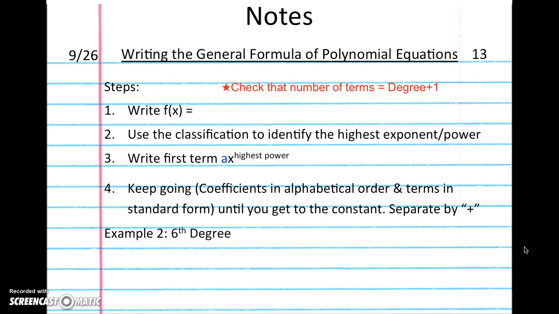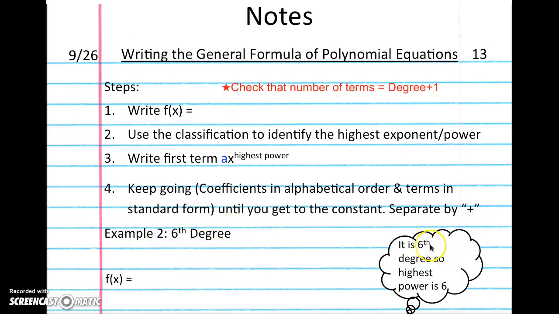And this one is example 2. It's a 6th degree polynomial. So looking at this example, we see that the first thing we need to do is write f of x. So let's go ahead and write that. F of x equals. And that's just a reminder again that I'm writing an equation. And then we're going to use the classification to identify the highest exponent or power. So if I have a 6th degree, I know that the power is going to be 6 because the degree is 6, so the highest power must be 6. So my first term is going to be ax to the 6th power. So go ahead and write that in.